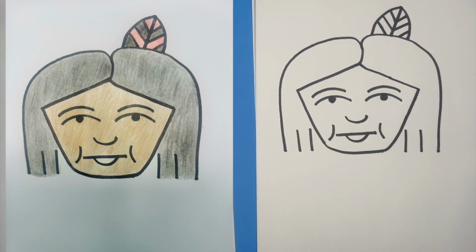And so we are done drawing Crazy Horse. As you can see, the colors that I used on my left side.